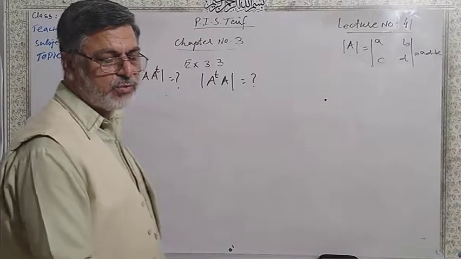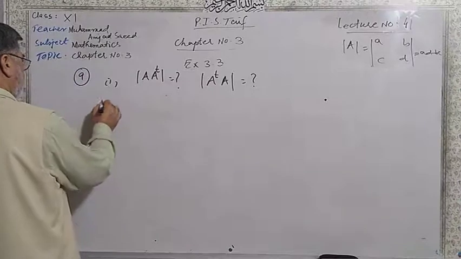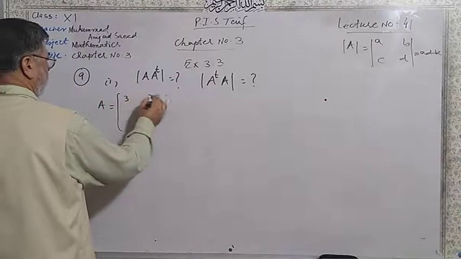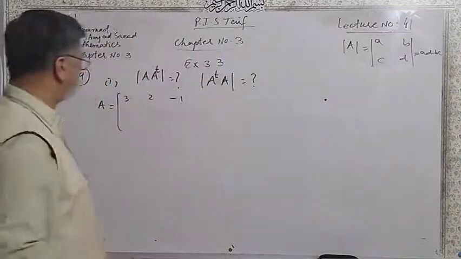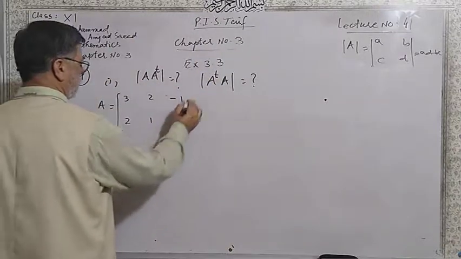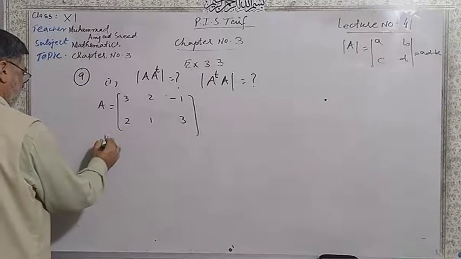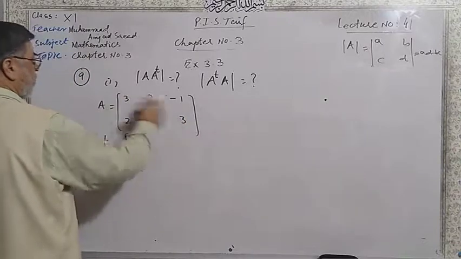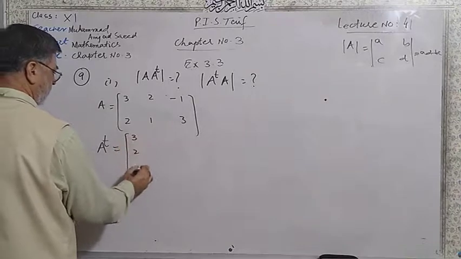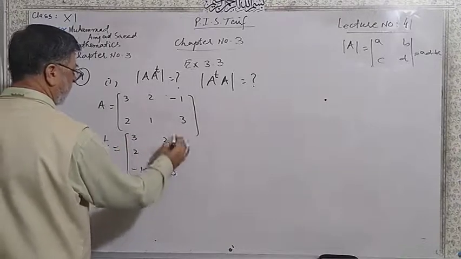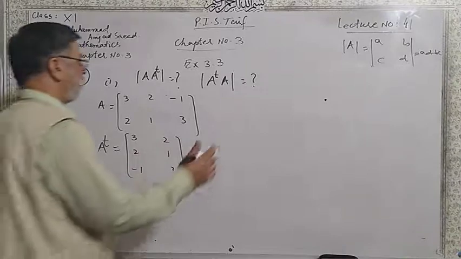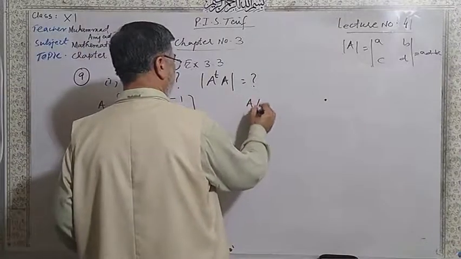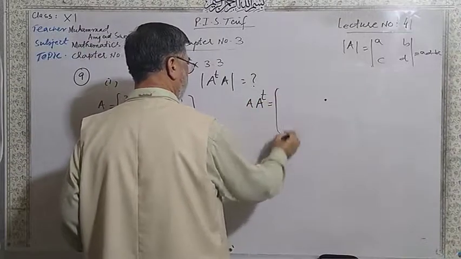A is 3 2 minus 1, first part, 3 2 minus 1 and 2 1 3. What is A transpose? First row becomes first column, second row becomes second column. First row, first column, second row, second column. First of all, we will find A transpose.